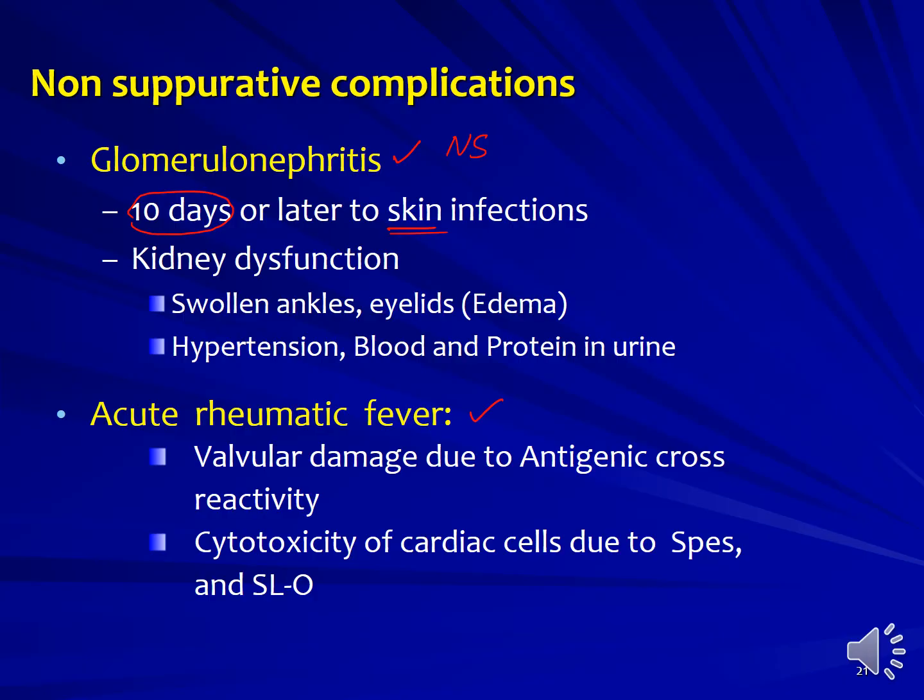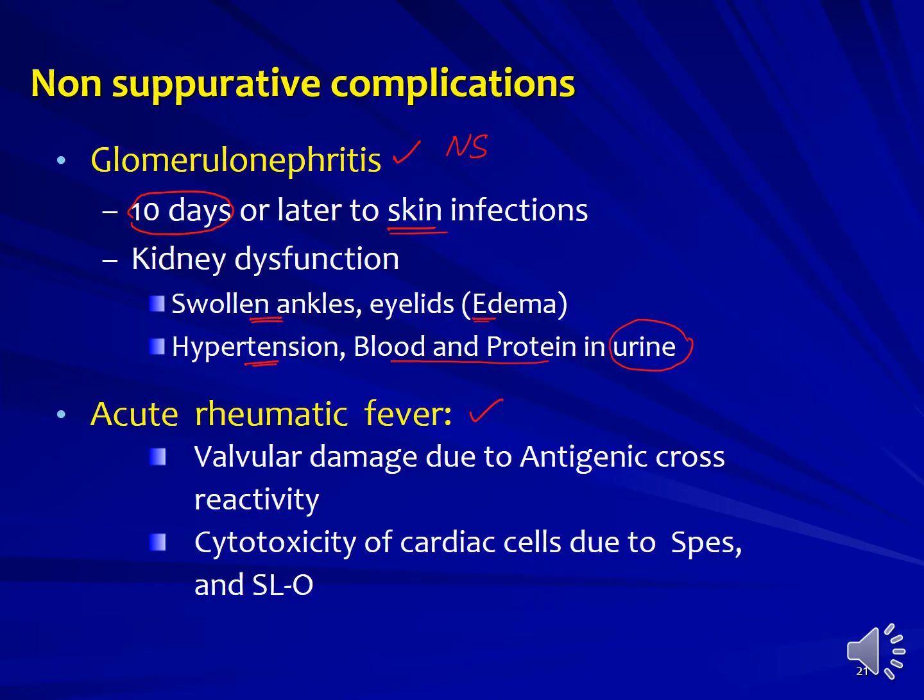This nephrotic syndrome or glomerulonephritis results in kidney dysfunction and is manifested in the form of swollen feet or pedal edema, otherwise called swollen ankles. Eyelid edema is also present, hypertension will be there, and blood and protein are present in urine. These are the clinical manifestations of glomerulonephritis. I am not going to discuss this in detail; it can be discussed in your general medicine.